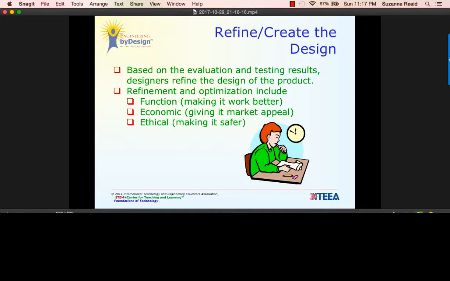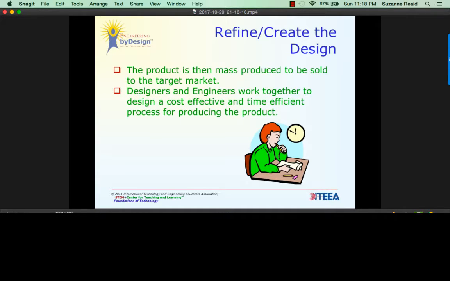Refine and create the design. Refinements and optimization include function, economics, and whether or not it is ethical. Is it safe? The product is then mass-produced to be sold to the target market. Designers and engineers work together to design a cost-effective and time-efficient process for producing the product.